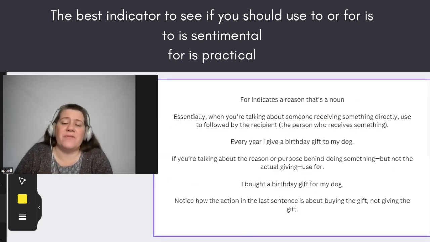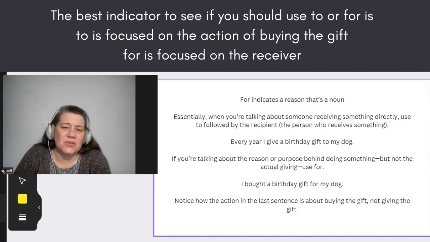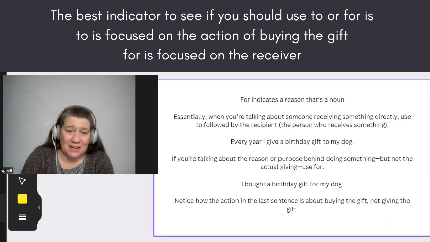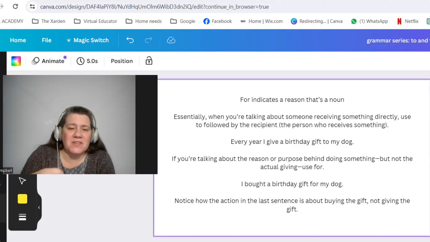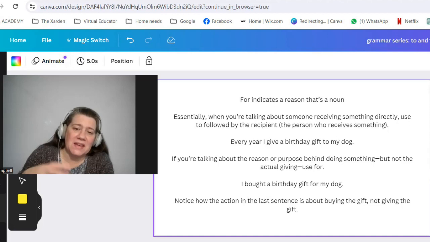And finally, we have the giving, the gift. Is the gift for a person or is it to a person? And this is where I see it mostly confused with my lower level learners. I bought a birthday gift for my dog. I gave a gift to my dog. Okay? If the emphasis of your sentence is on the person or thing receiving what you're giving, then it's to. If the emphasis of the sentence is on your reason for buying it, or your reason for doing it, then it's for.